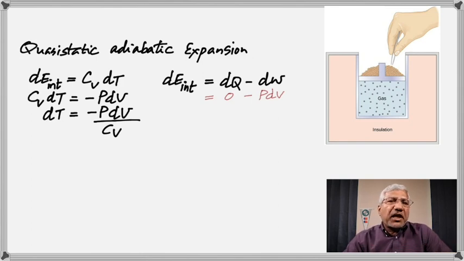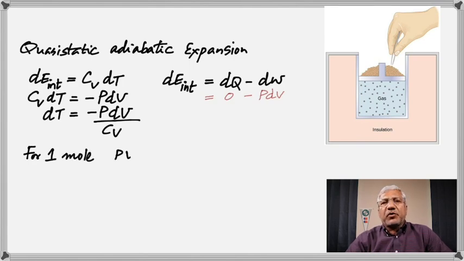Now, for an adiabatic process, we can derive the formula using these steps, but I'm not going into details. You can follow it along if you want to. The change in internal energy is CV dT, and the change in internal energy is dQ minus the work, from the first law of thermodynamics. But dQ is 0 for an adiabatic process, so CV dT is negative PdV, and then I get the value of dT. Simple math, take your time to look at it.